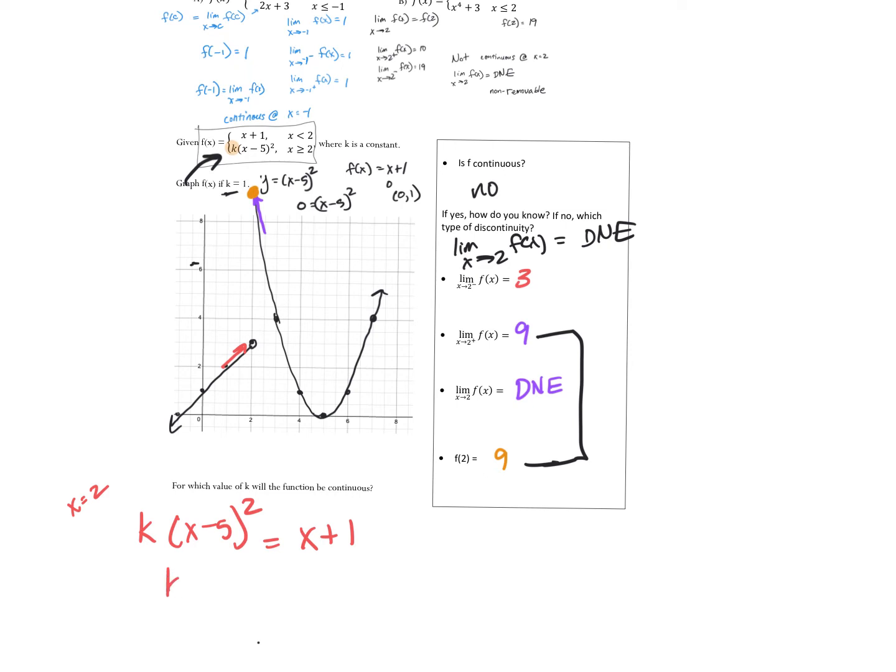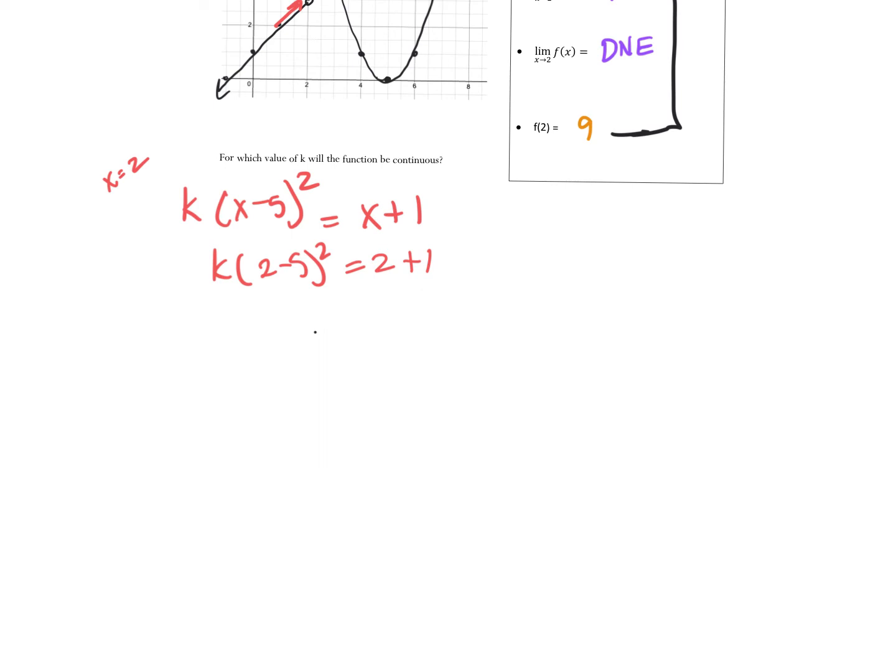So I have k times (2 minus 5) squared has to equal 2 plus 1. And then from there, we can simplify that out quite a bit. Like 2 minus 5, the quantity squared, is 9. 2 plus 1 is 3. So k would have to equal 1/3. That's what I need in order for the function to be continuous.